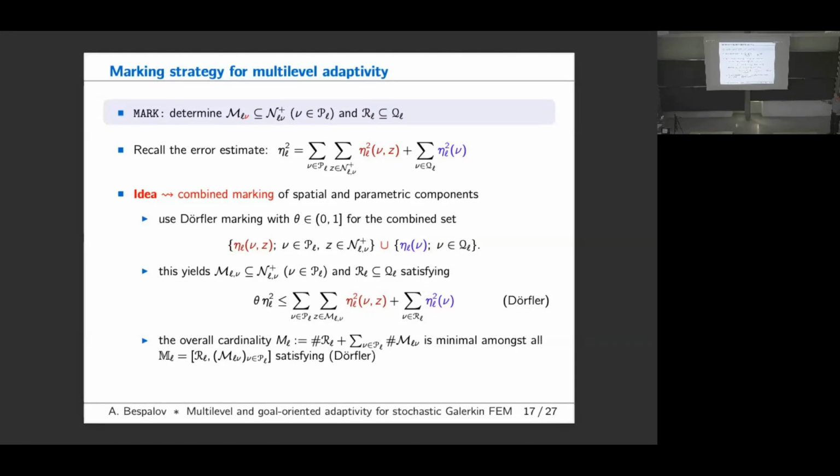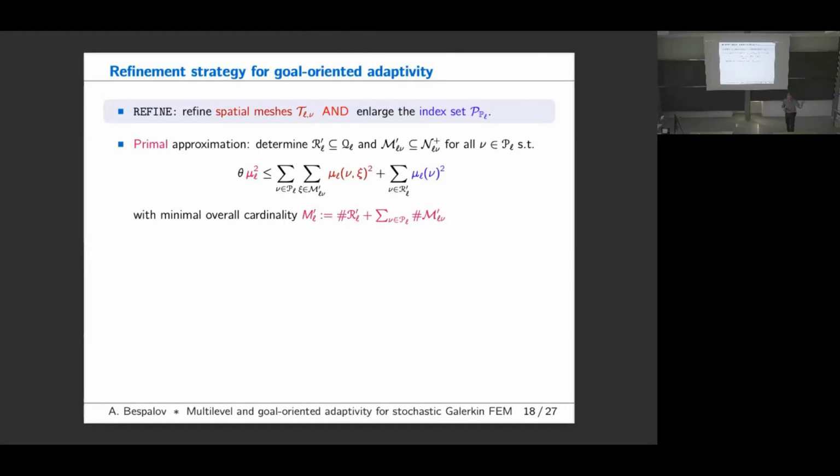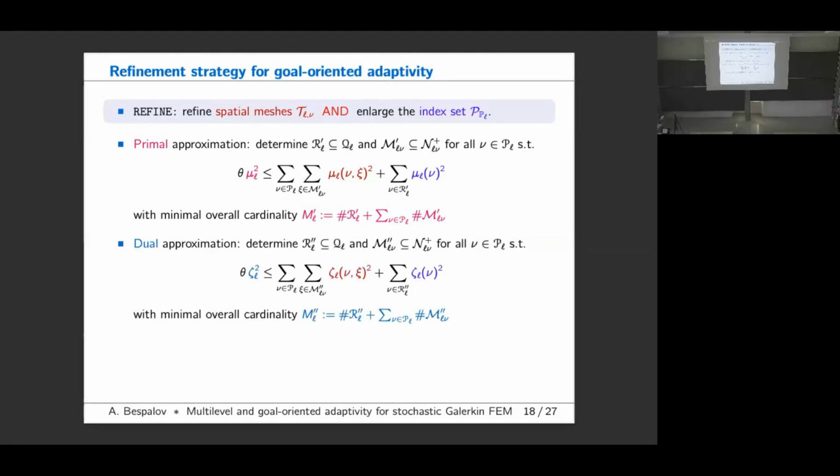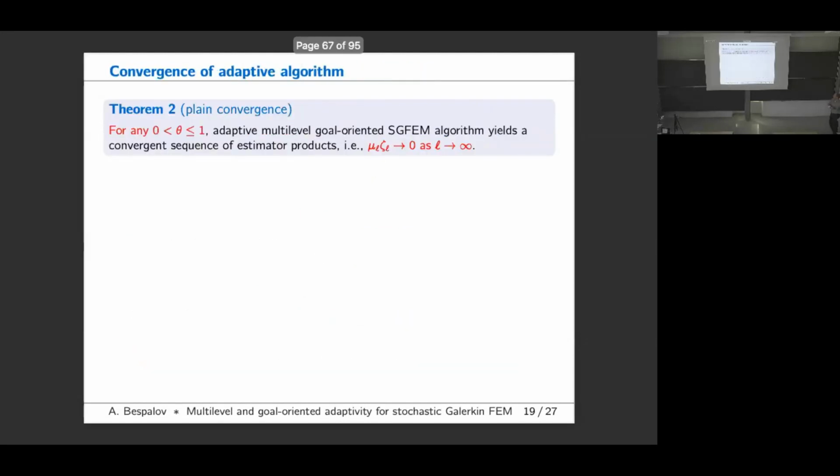So this is exactly what we do. We do this, let's say, for the generic error estimate. Obviously, we do this for primal and for the dual, and we pick the minimum cardinality as required by the Doppler marking. For the refinement, again, we have things coming from the primal solution and for the dual solution, and we follow one of the strategies that was described earlier. In particular, we use the one by Momer-Stevenson for simplicity. So we pick the marking set coming from either spatial or parametric marking, and then they will alternate as the algorithm proceeds.